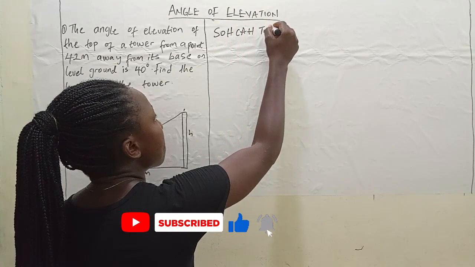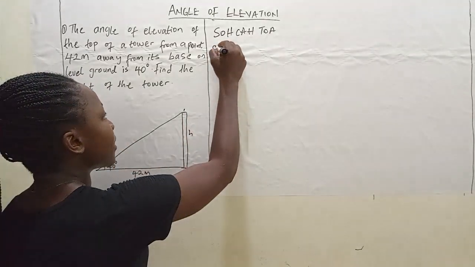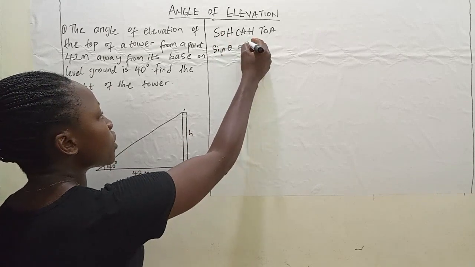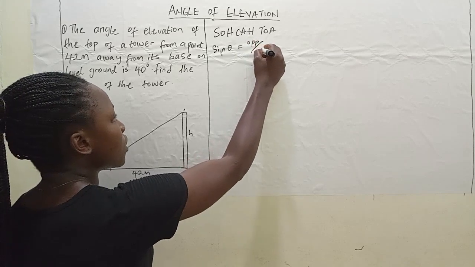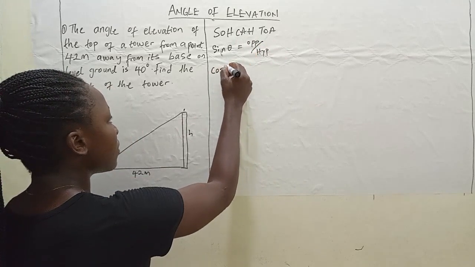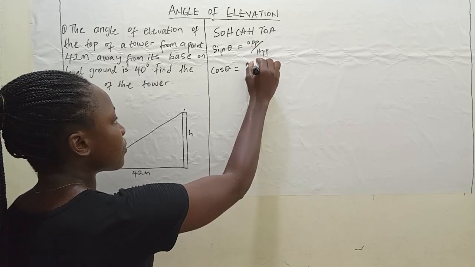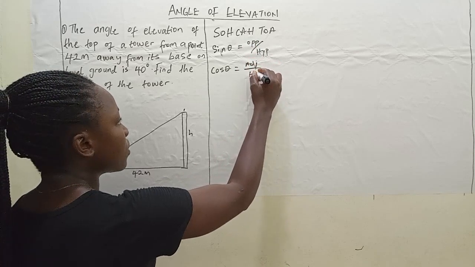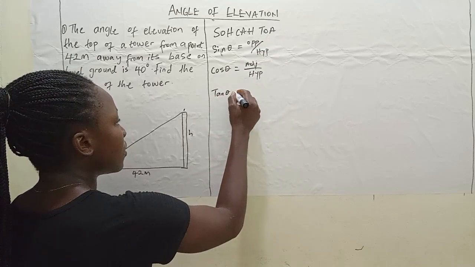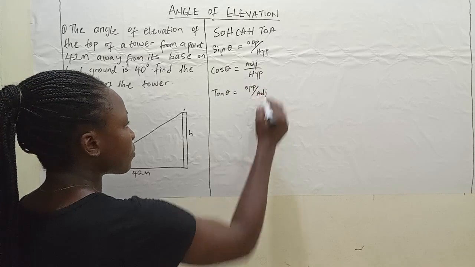Now, I'm going to introduce to you what we call SOHCAHTOA. Here is sine theta, which is equal to opposite over hypotenuse. Cos theta is equal to adjacent over hypotenuse. Then tan theta is equal to opposite over adjacent.